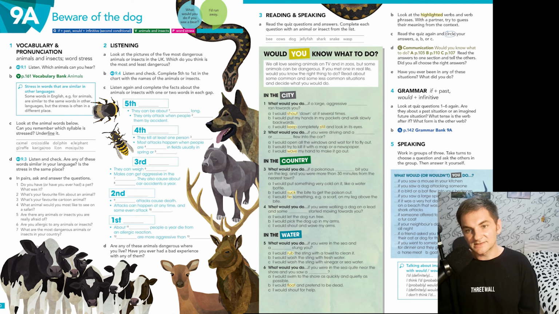If plus past, would plus infinitive. You will learn how to express ideas that are in your imagination. If I won a lottery, I would buy a lot of houses, for example. And finally, we have speaking. It's going to be interesting because our imagination has no limits and borders, and you can say a lot of things there.